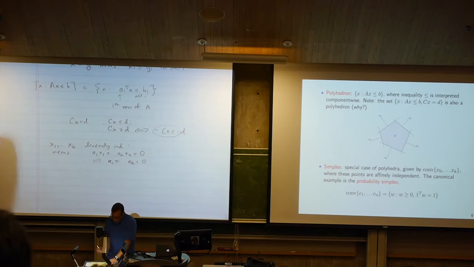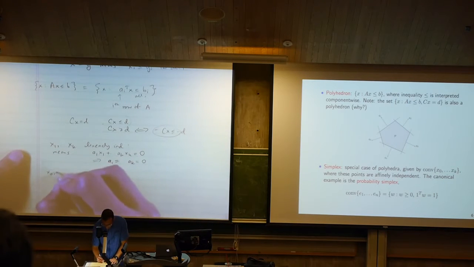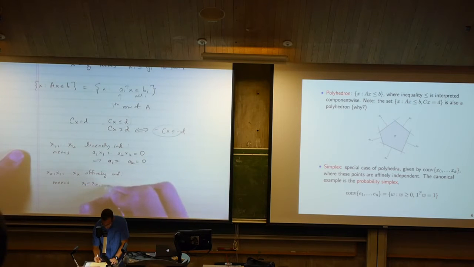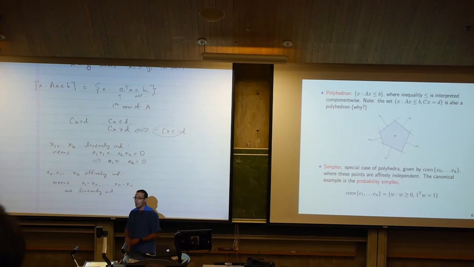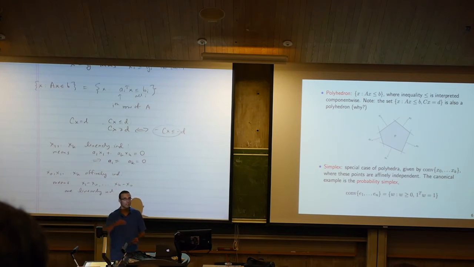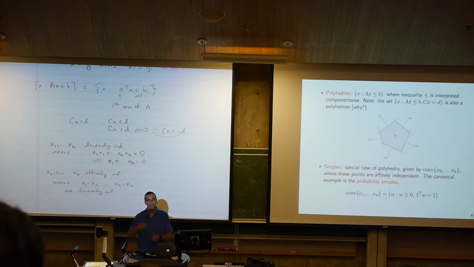Affine independence we can define in various ways. One way to define affine independence is actually as follows. I think it's probably the easiest to remember. These are affinely independent. That means that x1 minus x0, through xk minus x0, these k points are linearly independent. So think of x0 as some offset, and if I say that x0 through xk are affinely independent, that means that once I get rid of that offset, all those differences are linearly independent. All these vectors are linearly independent.